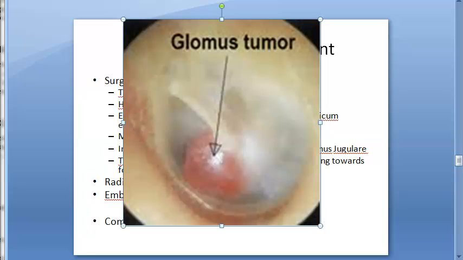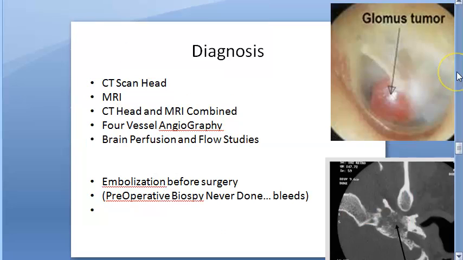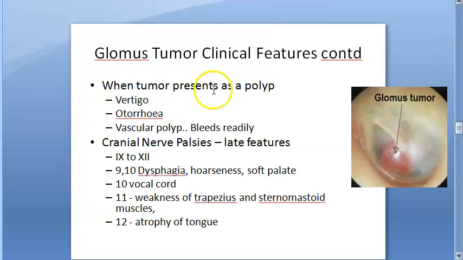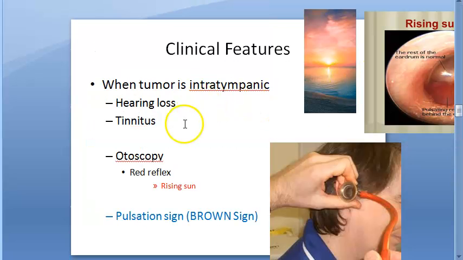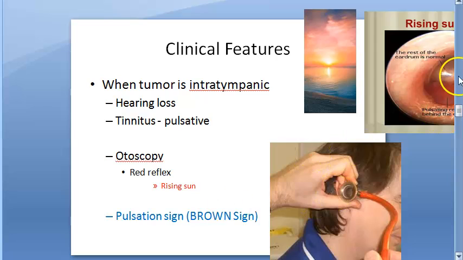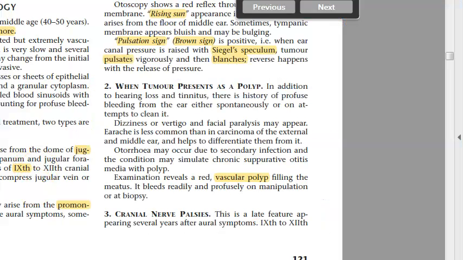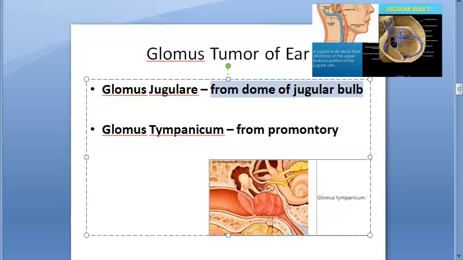Then, usual location of glomus jugulare tumor is hypotympanum. Always remember guys, pulsatile tinnitus. Pulsatile tinnitus you have to write glomus tumor. Pulsatile tinnitus. Okay. According to the textbook guys, this glomus jugulare actually from the dome of jugular bulb, it invades the hypotympanum. Okay, that's all for now.